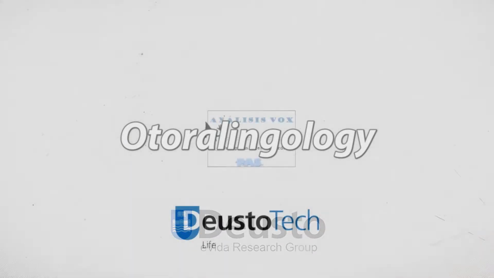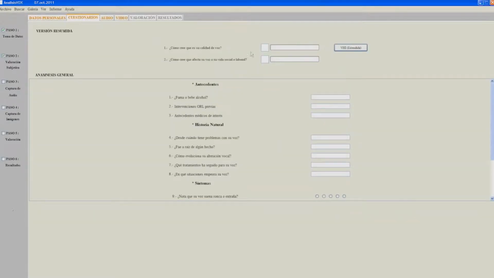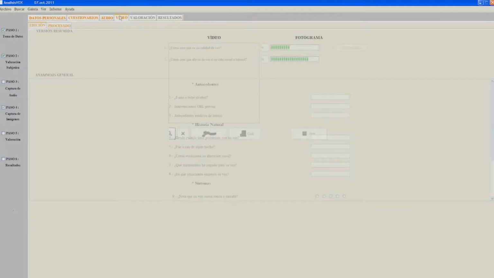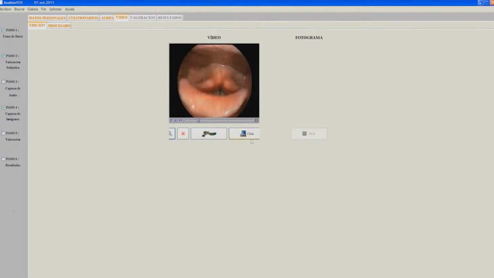Otolaryngology. We have made an application for diagnosis, analysis and monitoring of patients with vocal pathologies. On the same system, we have an objective evaluation of both voice and image, anamnesis, or information of the patient gained by asking specific questions, and subjective evaluation of the ORL.